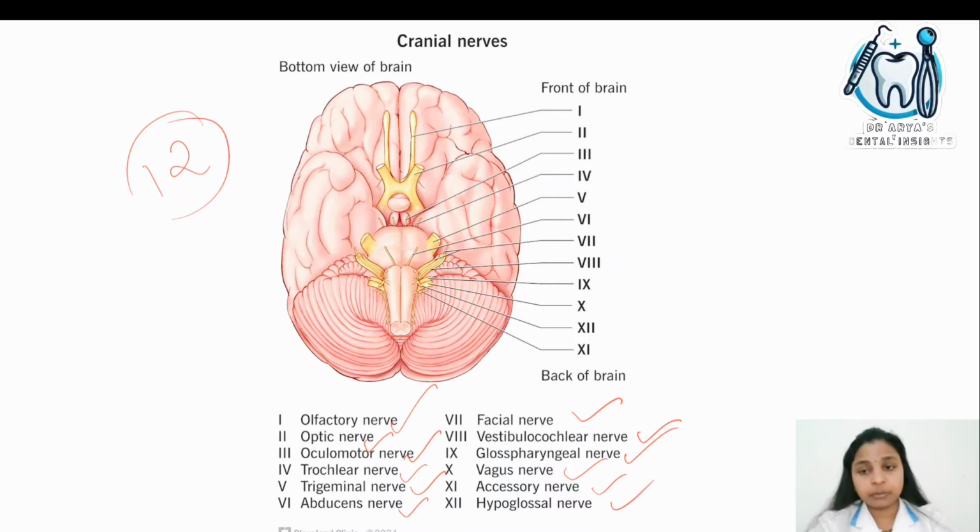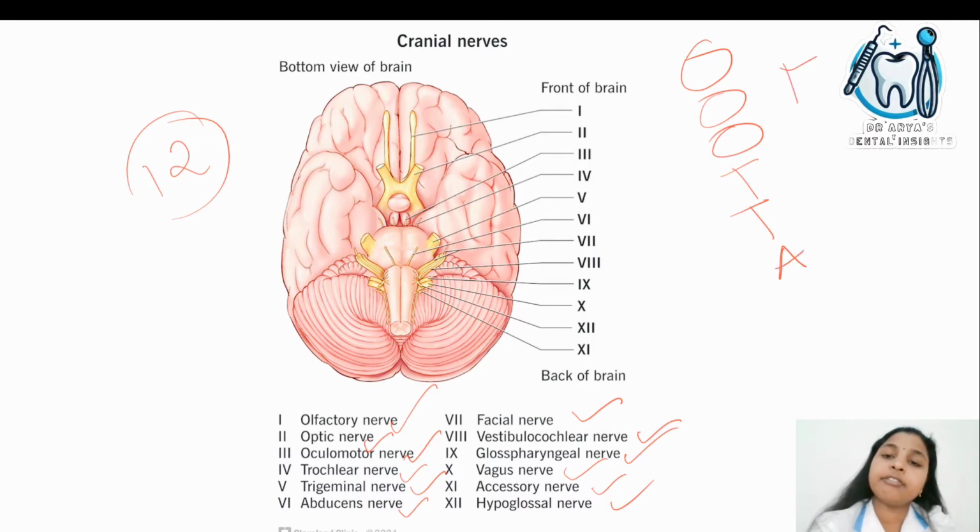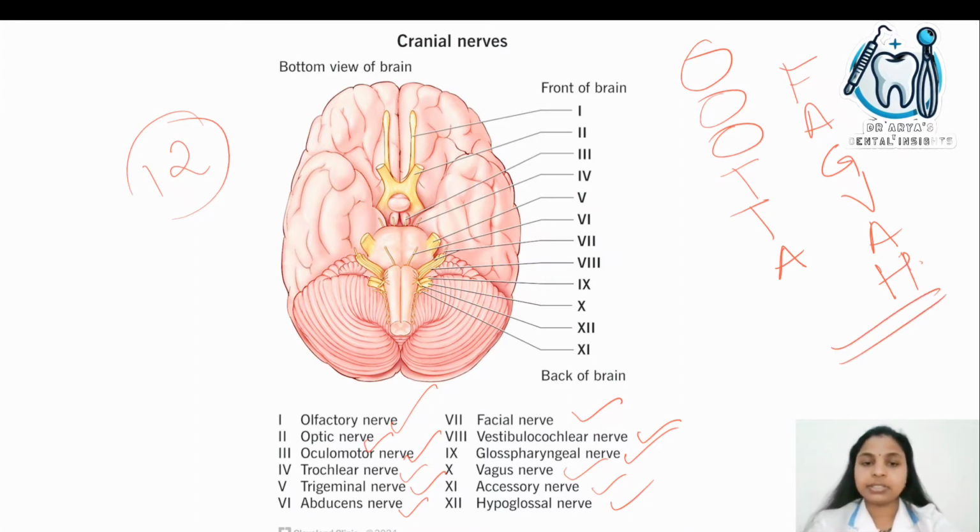Which should be remembered. It's very, very important. The mnemonic is U ta fagwa. So this is the mnemonic for remembering the cranial nerves. First is the olfactory nerve, then optic, then oculomotor, then trochlear, then trigeminal, then abducens, then facial, then auditory, glossopharyngeal, vagus, accessory spinal, and hypoglossal nerve. So these are the various cranial nerves. It's very, very important.